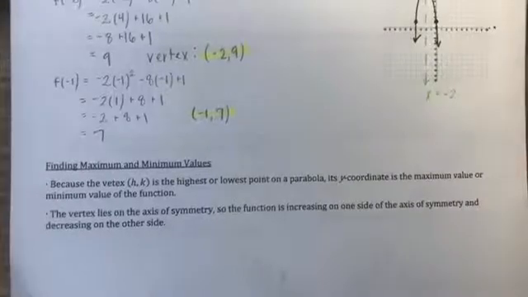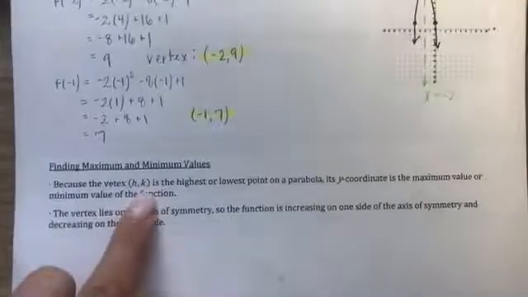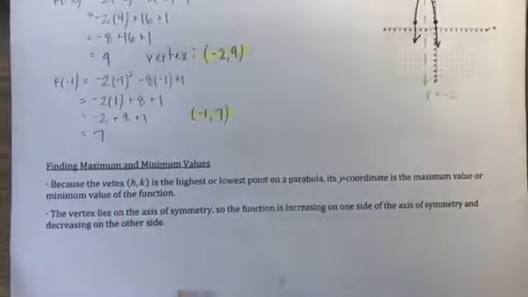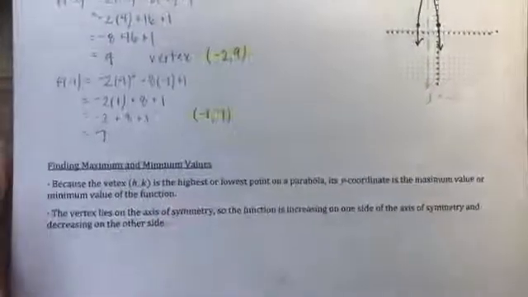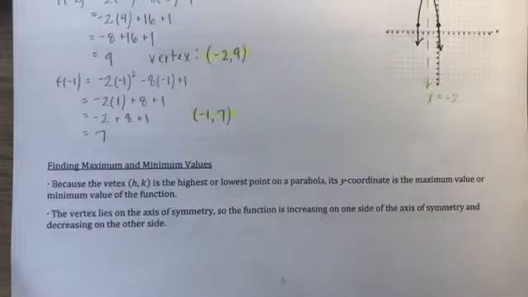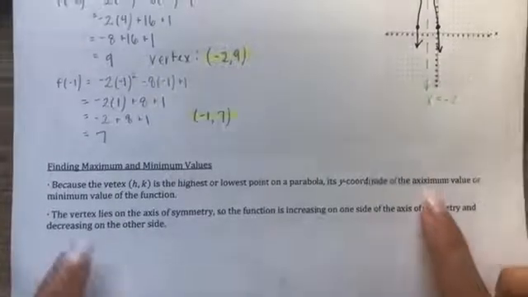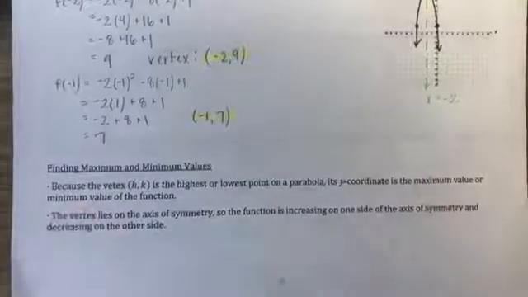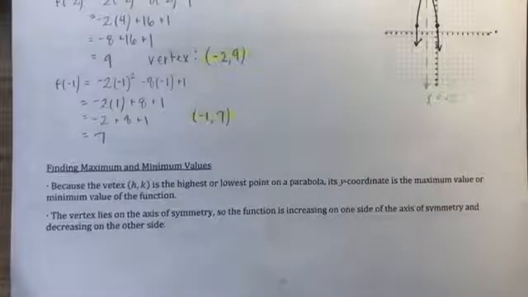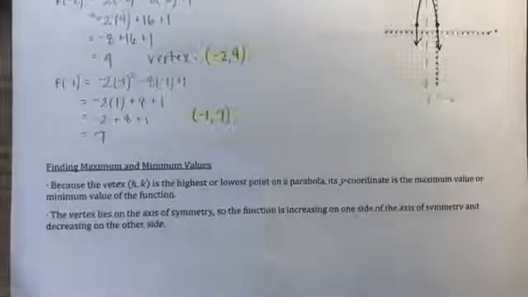And then the next section we're going to talk about is finding maximum and minimum values. Because our vertex is (h, k) when it's in vertex form, that's the highest or the lowest point in the parabola. Its y-coordinate, the height of that point, tells you a minimum or maximum value of the function. And this really comes in handy in application problems.